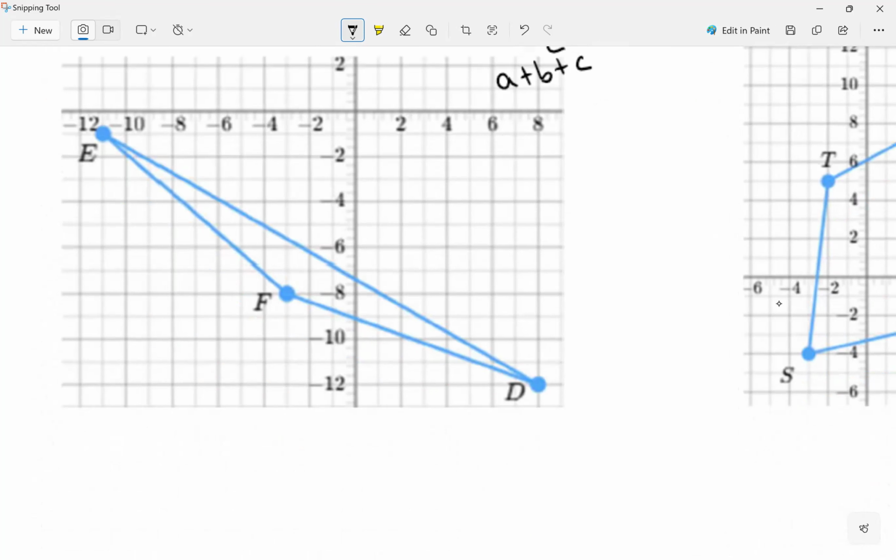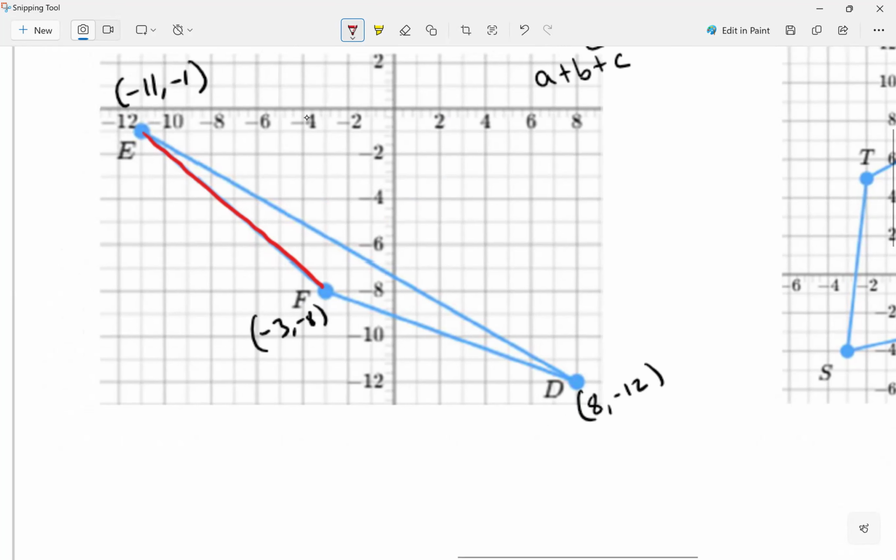Good. So let's take a look at our triangle here. The coordinates of E I see is -11, -1. The coordinates of D is 8, -12, and the coordinates of F are -3, -8. Okay, I gotta find all 3 sides, right? So let's use in red the side EF. So I'm gonna look at the values of E and F.